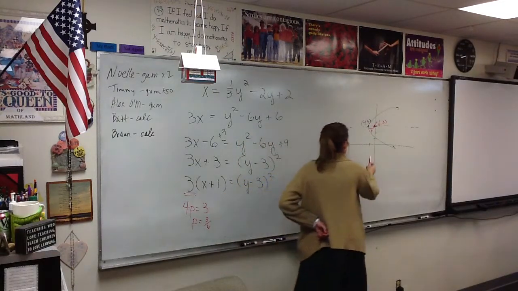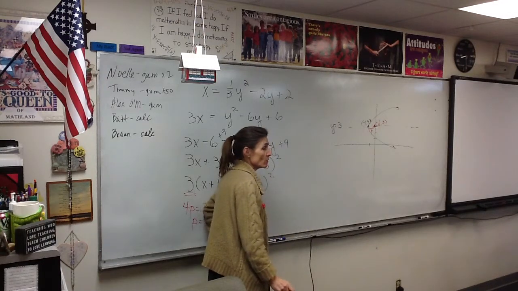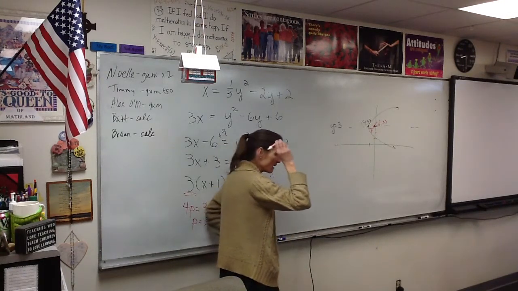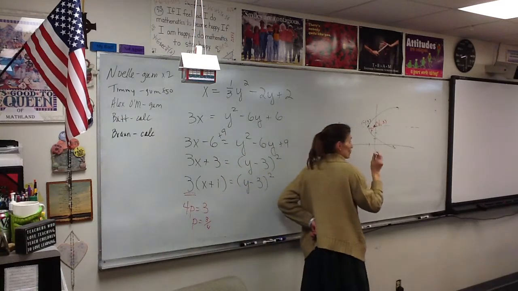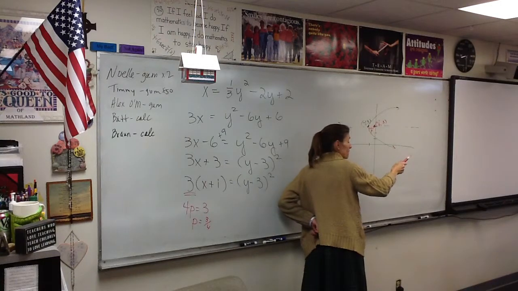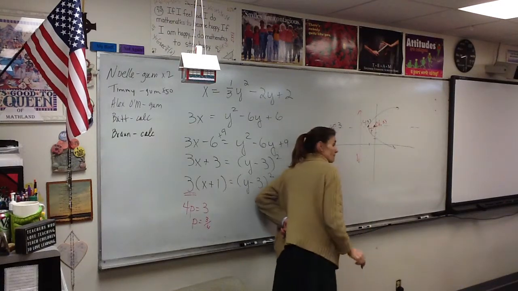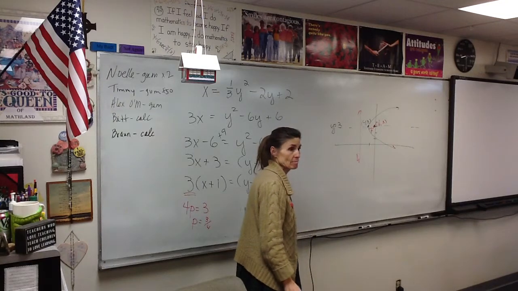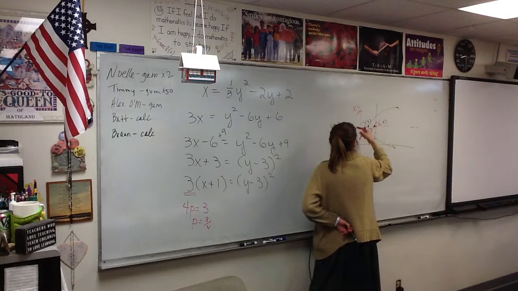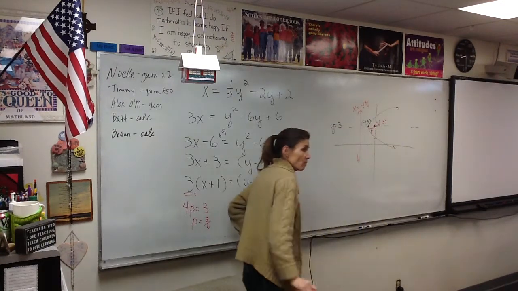Now, if I went forward 3/4 to get my focus, I'll go back 3/4. I'm sorry, I went forward 3/4. If I went forward 3/4 to get my focus, I'll go back 3/4. And x equals -1 3/4, negative 1.75.